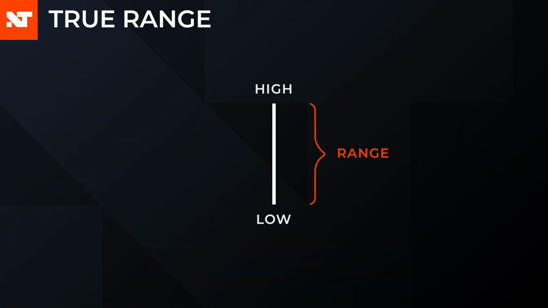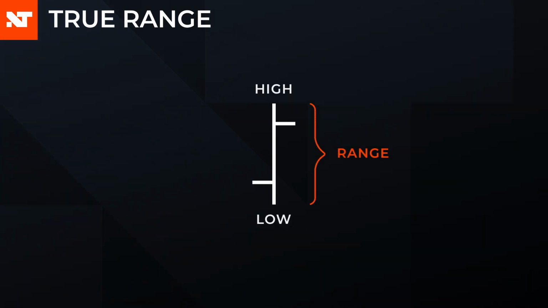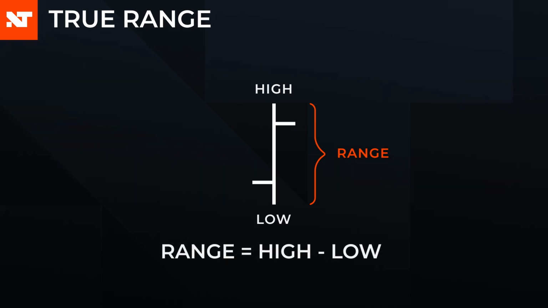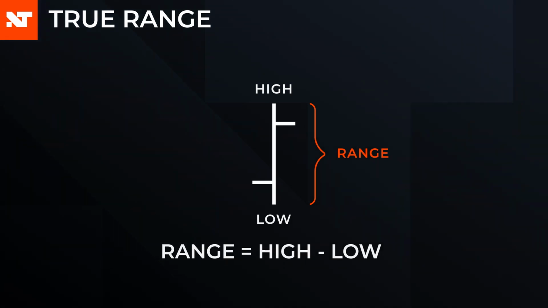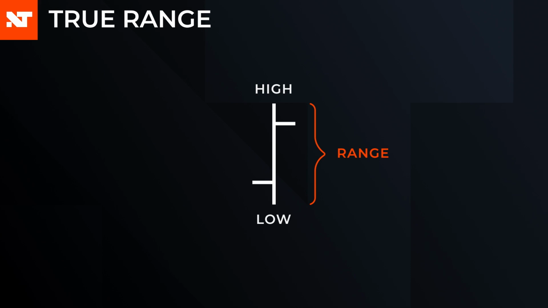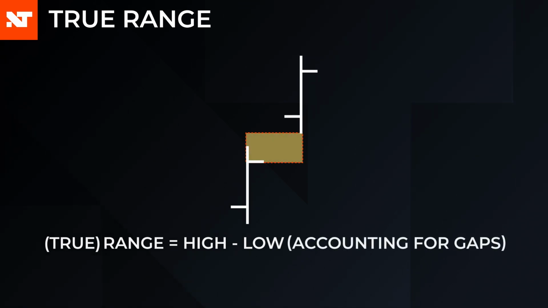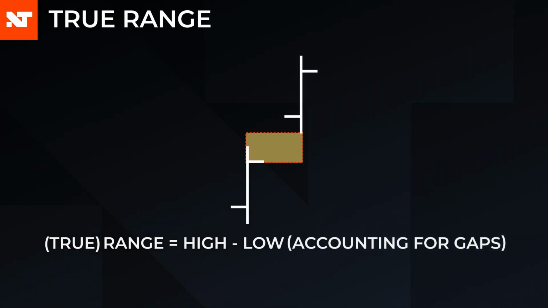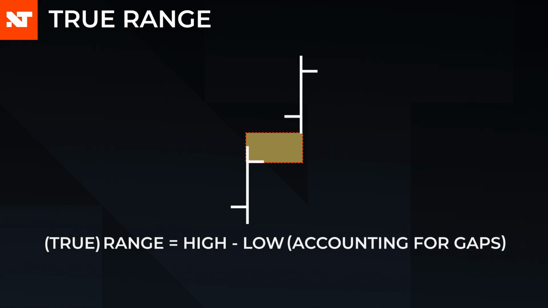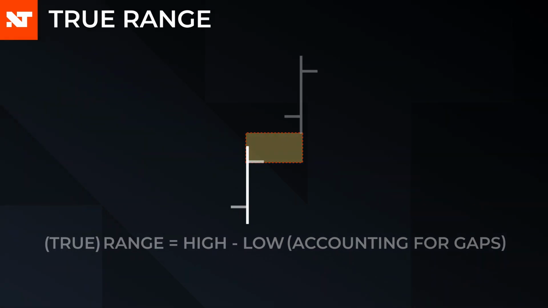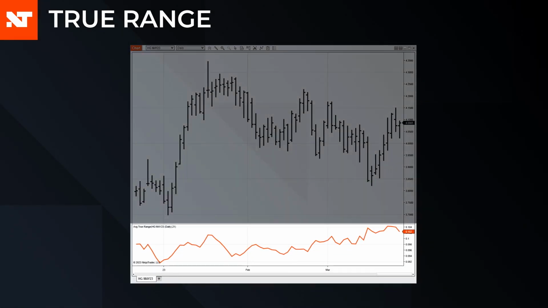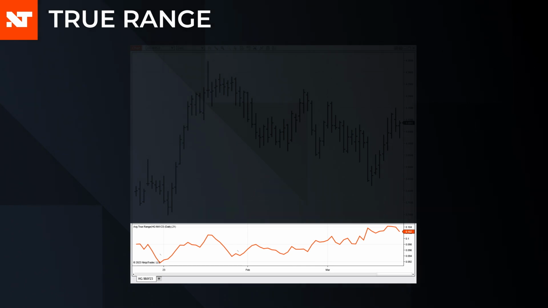True range. One way to measure volatility is to start with the range of a bar. Range is the price movement from high to low on a single bar, or as a formula, high minus low. In order to take price gaps into account, traders use a more robust calculation called true range, which also takes into consideration the close of the previous bar. By averaging true range over some number of bars, we can visually chart the volatility of any asset historically. This indicator is called average true range, or ATR.